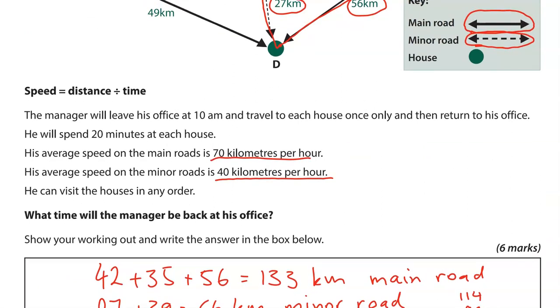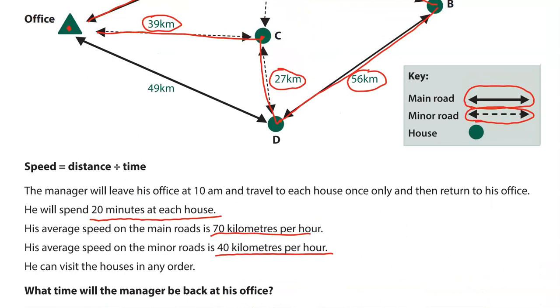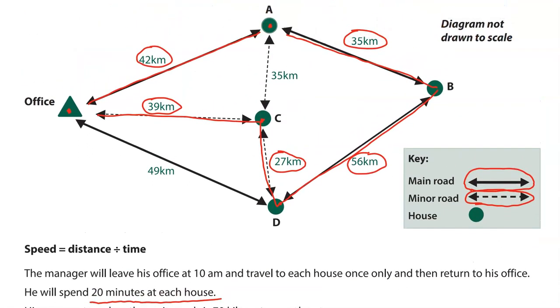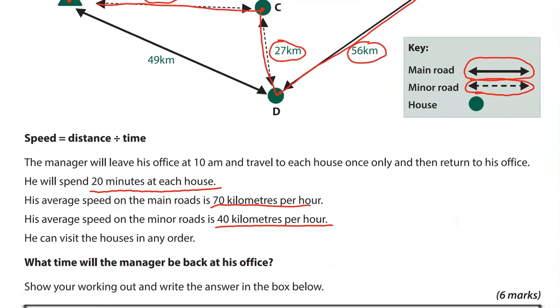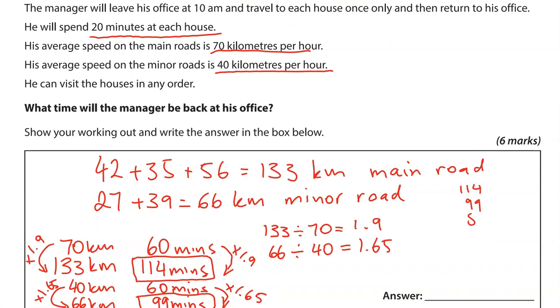Also, he will spend 20 minutes at each house. So we're looking at 1, 2, 3, 4 houses. 4 times 20, that is 80. So adding all of these together gives us 293 minutes. So if he leaves the office at 10 a.m, what time will he be back?